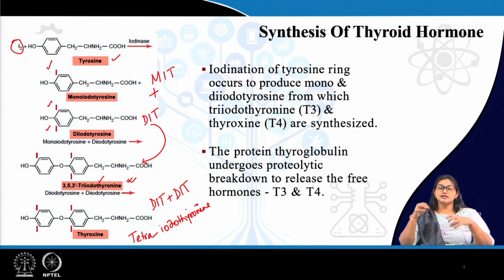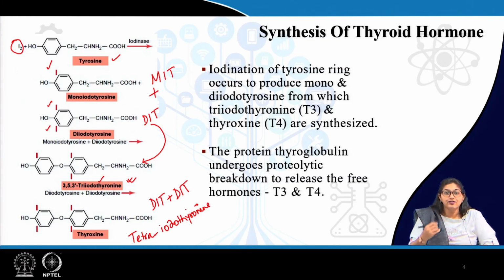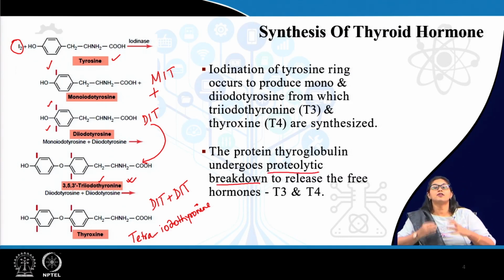Now, these DIT, MIT, T3 and T4 are attached to the thyroglobulin residues, and if there is proteolytic degradation, it releases the T3 and T4 from the stored thyroglobulin residues, and T3 and T4 are then released into the circulation. Now, thyroid hormone synthesis is not this simple.